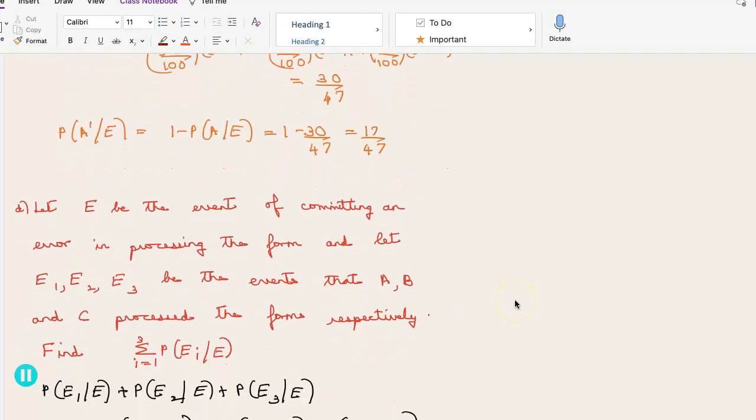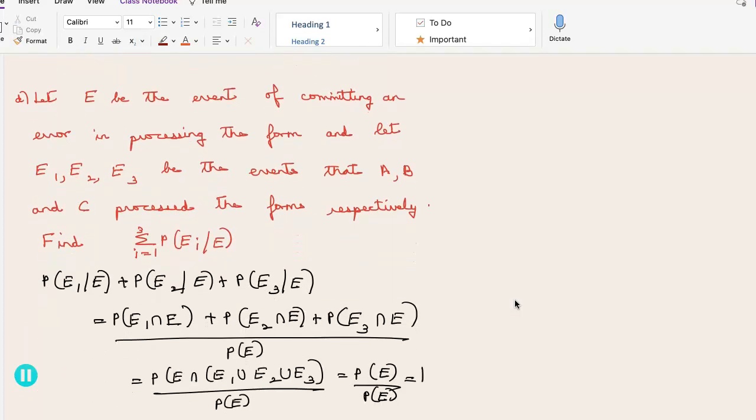Let E be the event of committing an error in processing the form and let E1, E2, E3 be the events that A, B and C process the forms respectively. Find summation i taking value 1 to 3 probability of Ei given E. So we need to find probability of E1 given E plus probability of E2 given E plus probability of E3 given E. So using conditional probability, this is probability of E1 intersection E by probability of E plus probability of E2 intersection E by probability of E plus probability of E3 intersection E by probability of E.